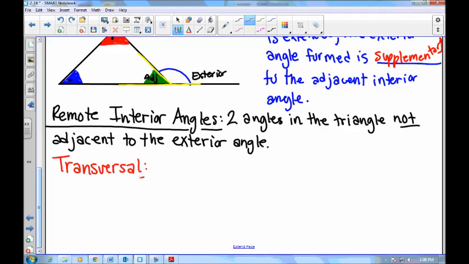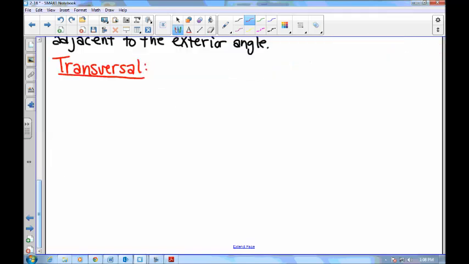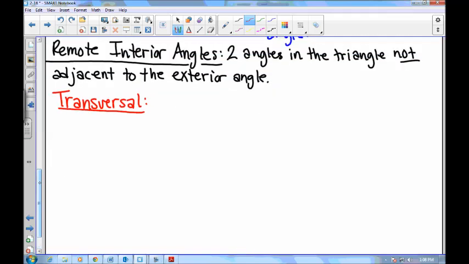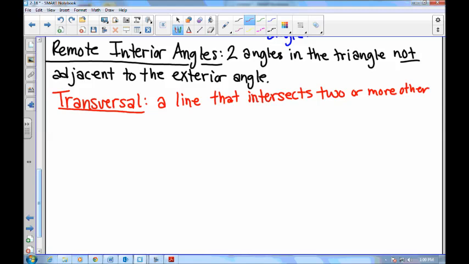Okay, then another vocabulary word. Transversal. Okay, a transversal is a line that intersects two or more other lines. Transversal is a line that intersects two or more other lines. Let's put that right there.